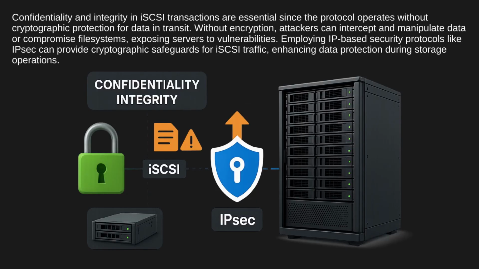Confidentiality and integrity in iSCSI transactions are essential, since the protocol operates without cryptographic protection for data in transit. Without encryption, attackers can intercept and manipulate data or compromise file systems, exposing servers to vulnerabilities. Employing IP-based security protocols like IPsec can provide cryptographic safeguards for iSCSI traffic, enhancing data protection during storage operations.